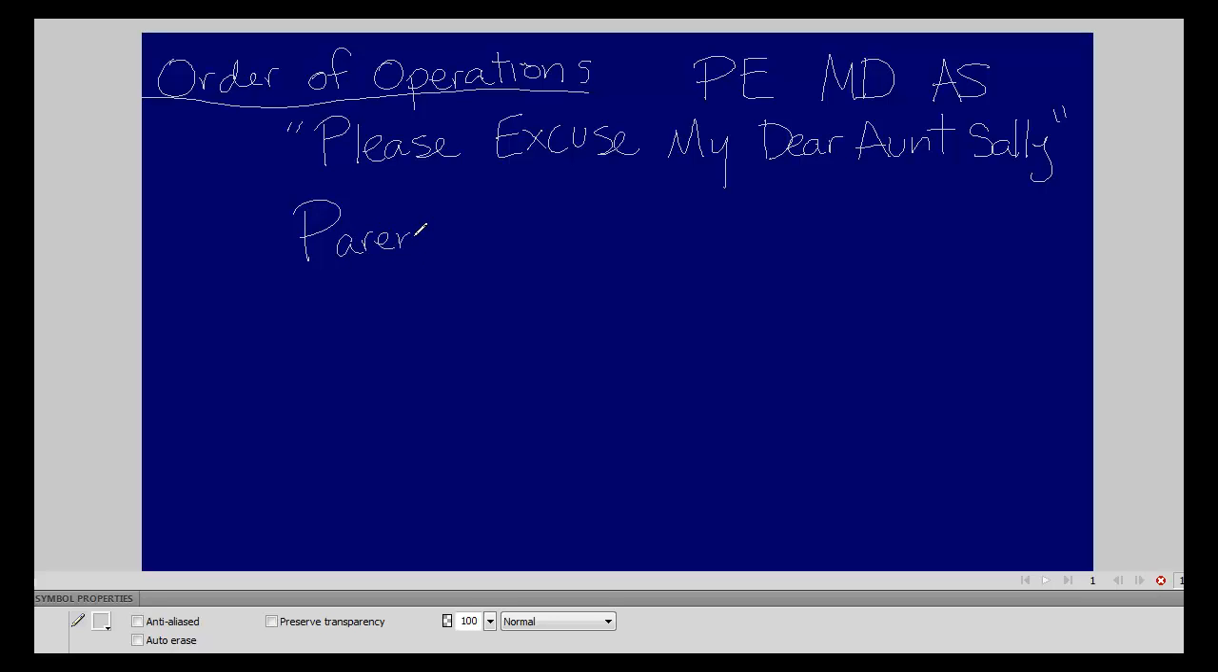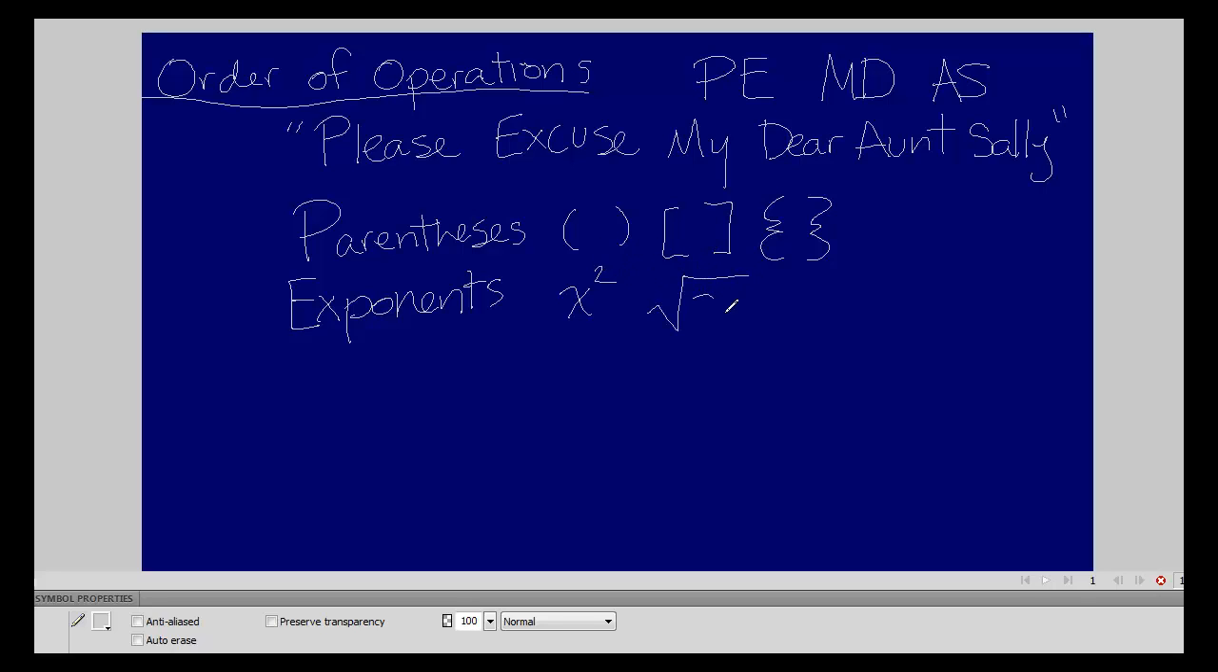It actually is standing for parentheses, and this includes brackets, and it also includes braces. Next is exponent, and that includes, if you had a number that's to an exponent, and it also includes roots. So it could be cubed roots, fourth roots, fifth roots, and so on and so forth.